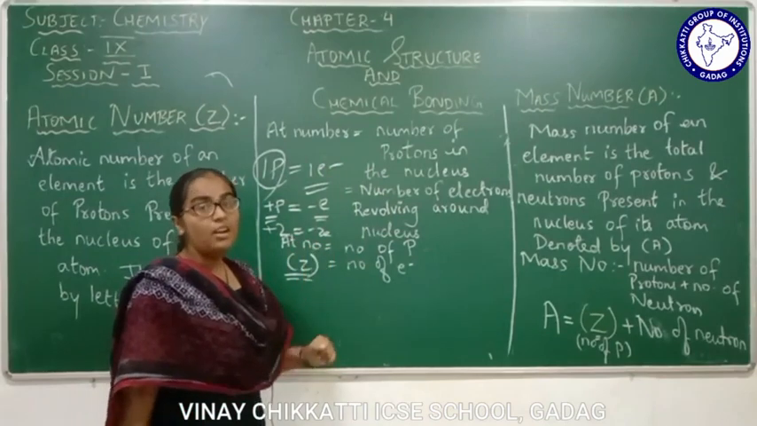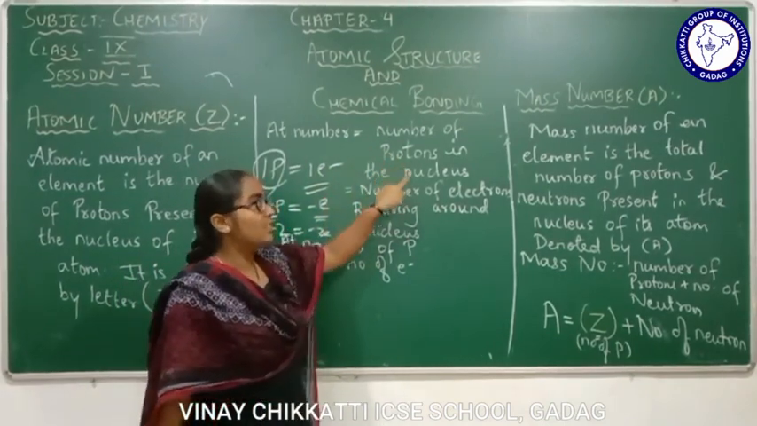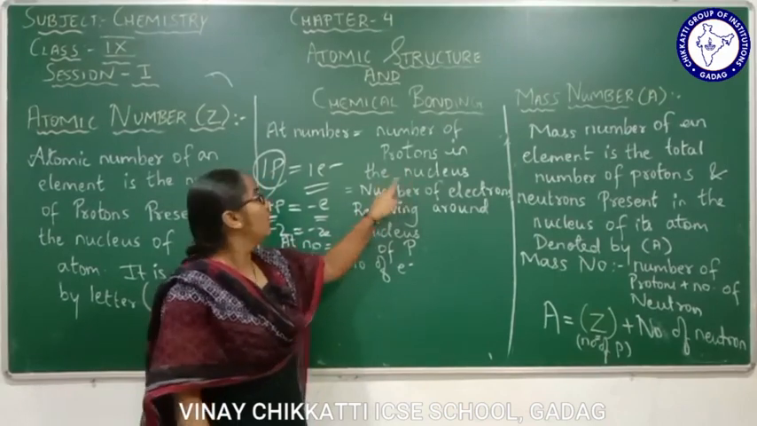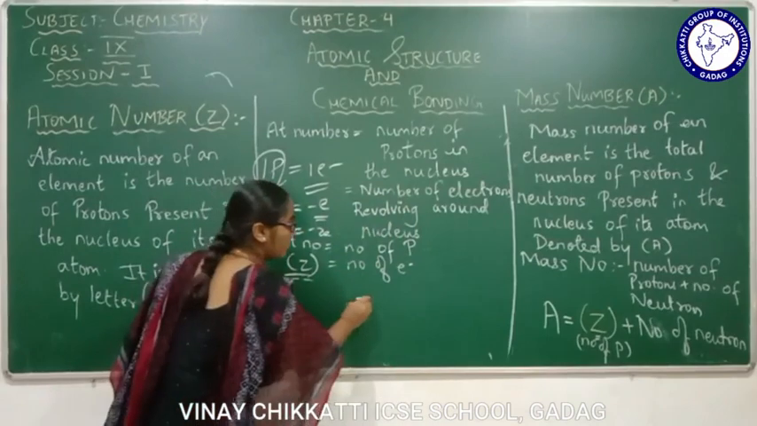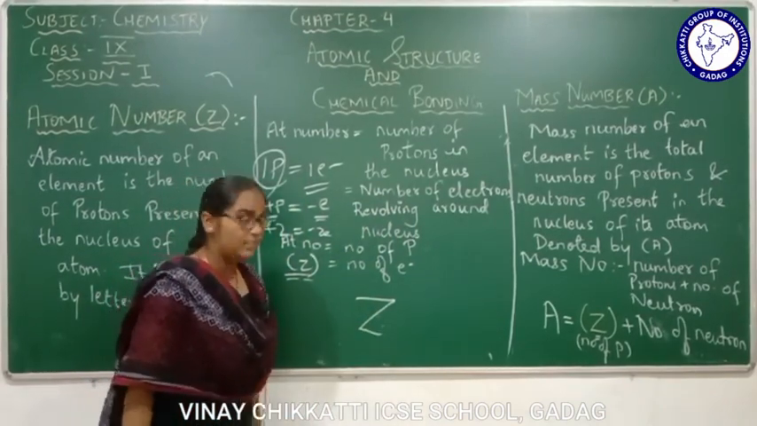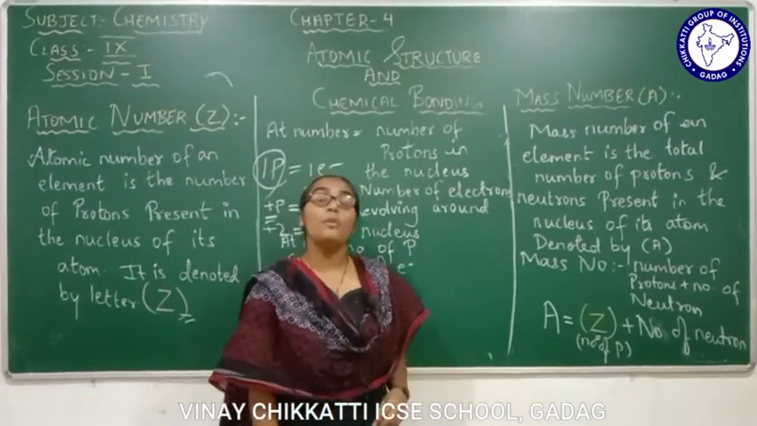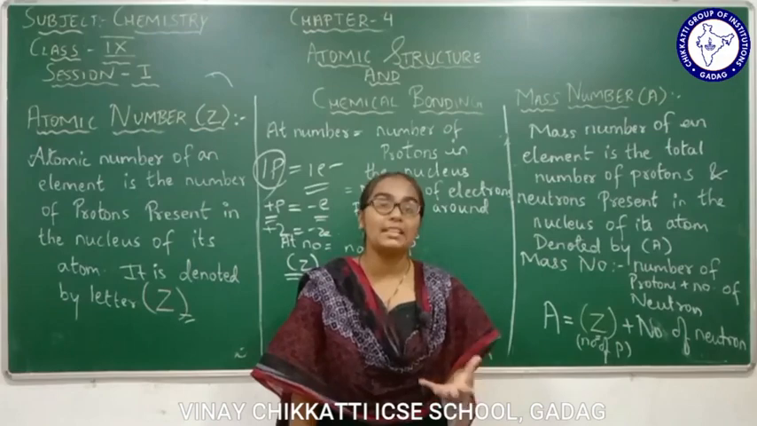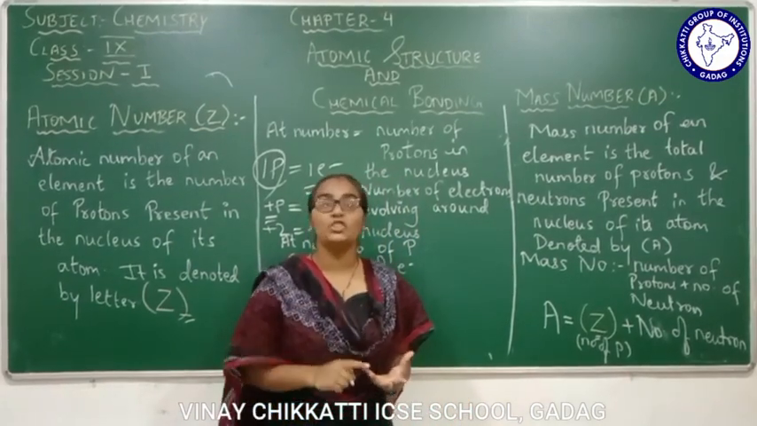The formula for atomic number is equal to the number of protons present in the nucleus, or the number of electrons revolving around the nucleus, and the symbol for it is Z. Okay, now what is atomic mass number about? Atomic mass number means the mass of the atom. The mass of the atom basically resides inside the nucleus.